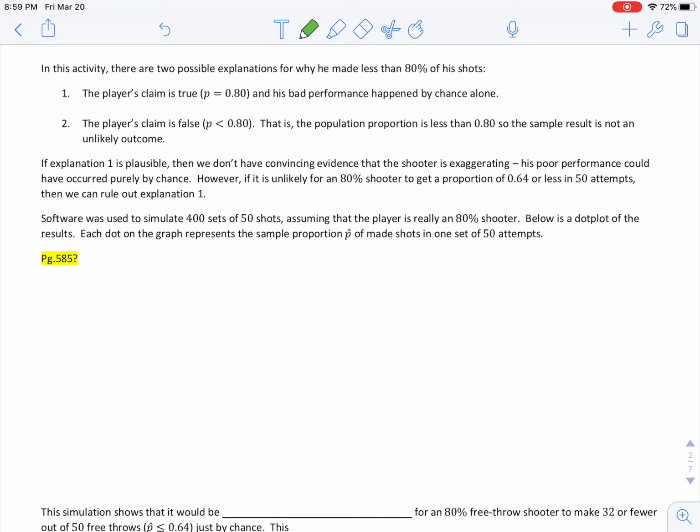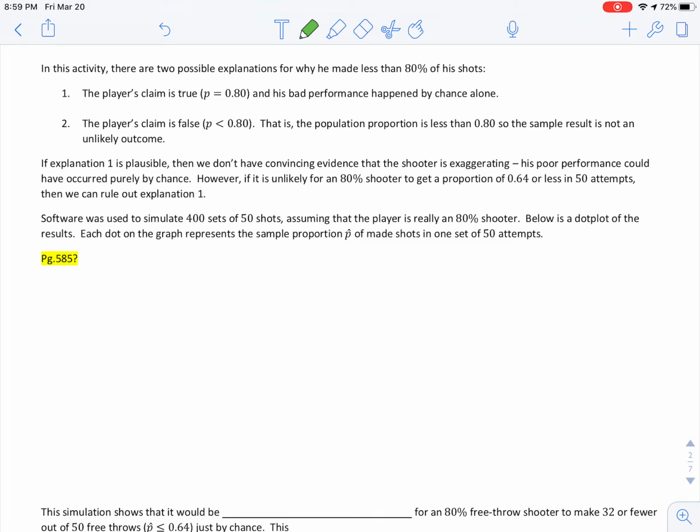So there were two possible options. What could happen is the player's claim is true. He's actually making 80% of his shots, and the bad performance happened by chance. The other option, though, is that the player's claim is false. He is shooting something less than 80%. And so the sample result's not unlikely because the population value wasn't 0.8 in the first place.